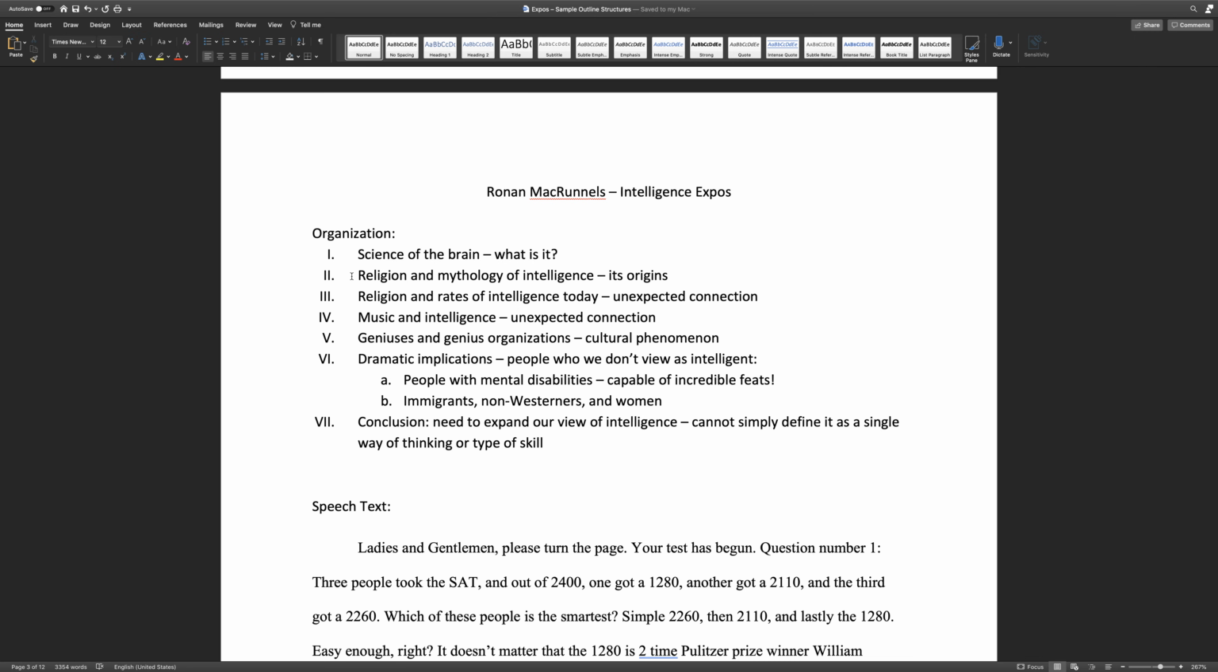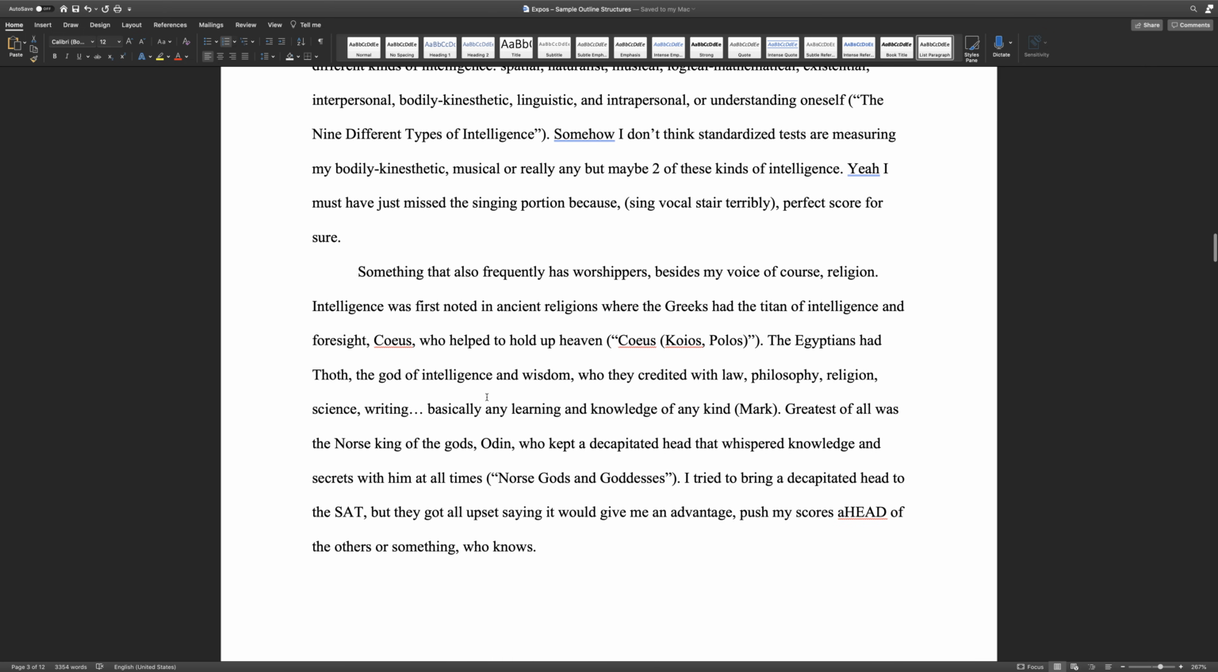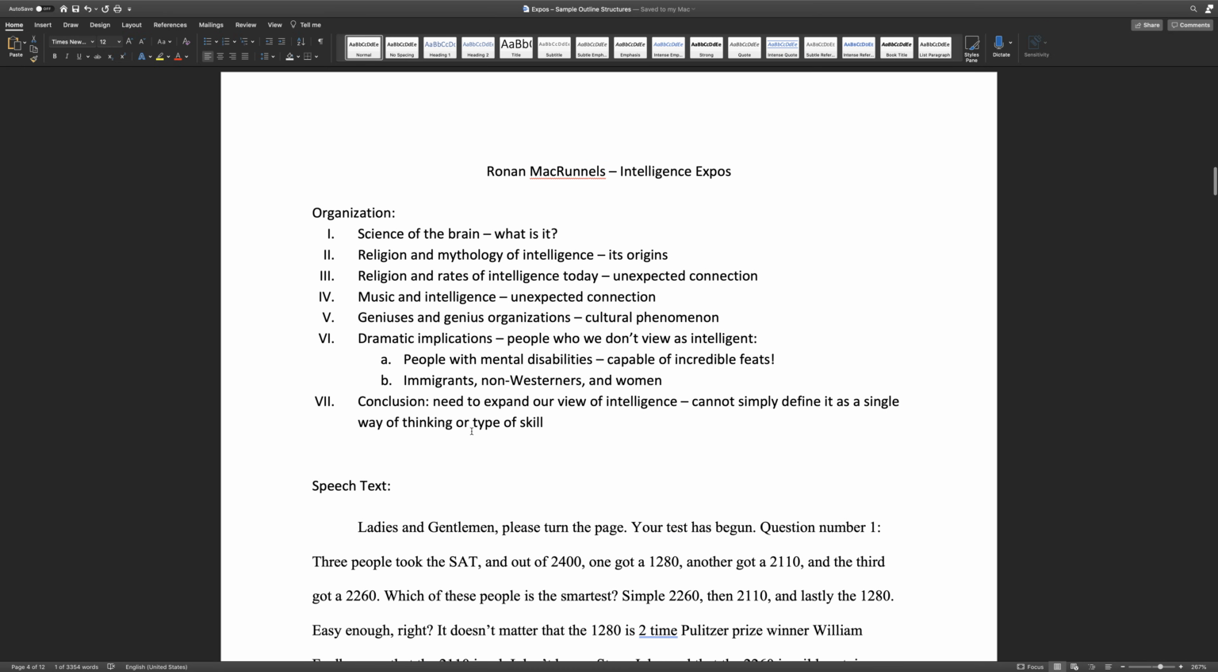Next, he goes to religion and mythology of intelligence, so it's mythological origins. And so this is where he talks about the Greeks and their titan of intelligence, the Egyptians' god of intelligence, Odin, the Norse god, or king of the gods, who embodied intelligence. So again, a good organization here.